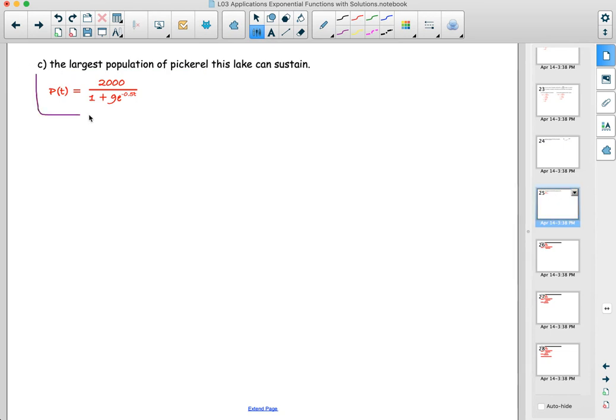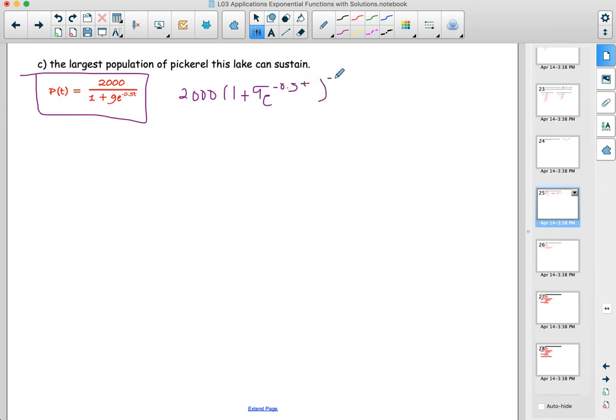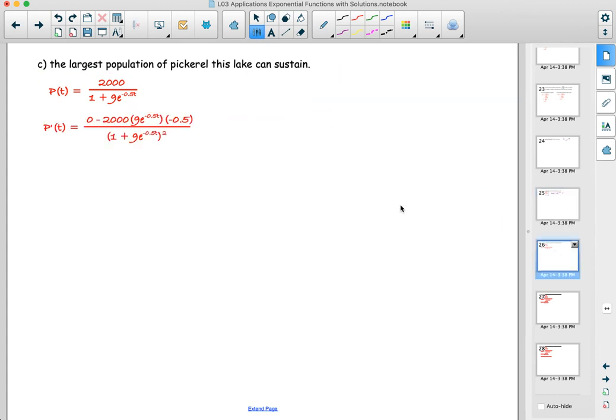I'm just going to remind you what the function was. P at t is 2,000 over 1 plus 9 e to the negative 0.5 times t. And now you're going to need to take the derivative. So lots of ways you could do this. I guess we could view this as 2,000 times (1 plus 9 e to the negative 0.5 t) to the negative 1, and then kind of use the product rule. There are two terms down here, so we're going to have a hard time avoiding either the product or the quotient rule. I'm going to use the quotient rule. It's possible you could use the product rule if you rewrite it this way, and then use the chain rule.